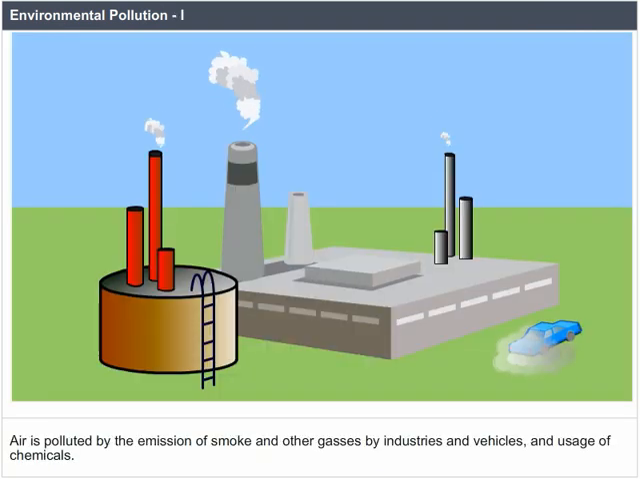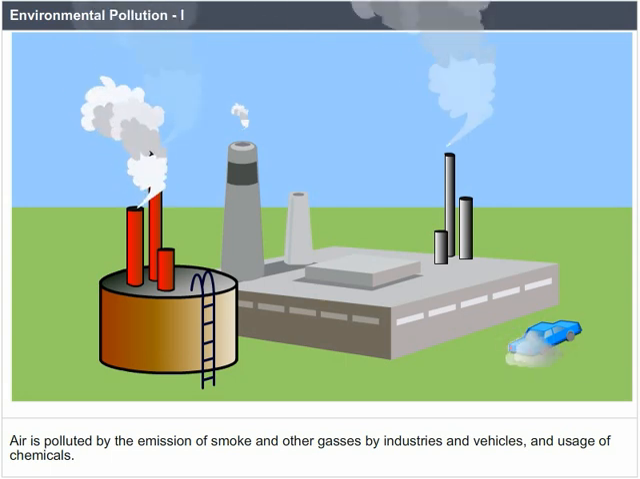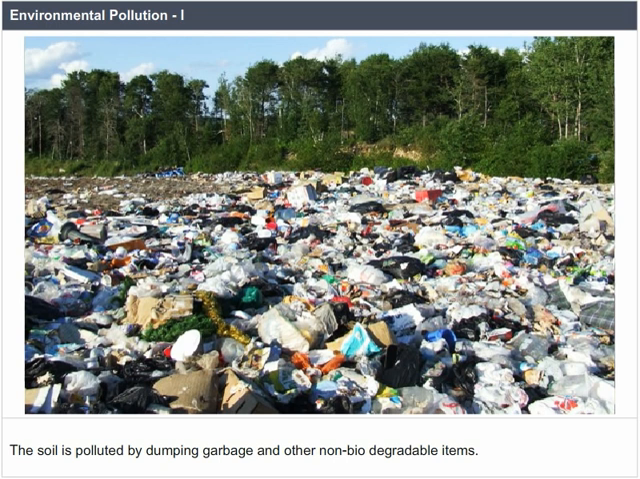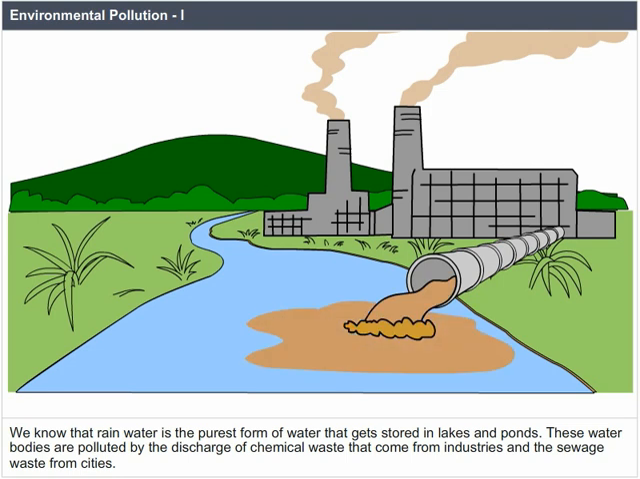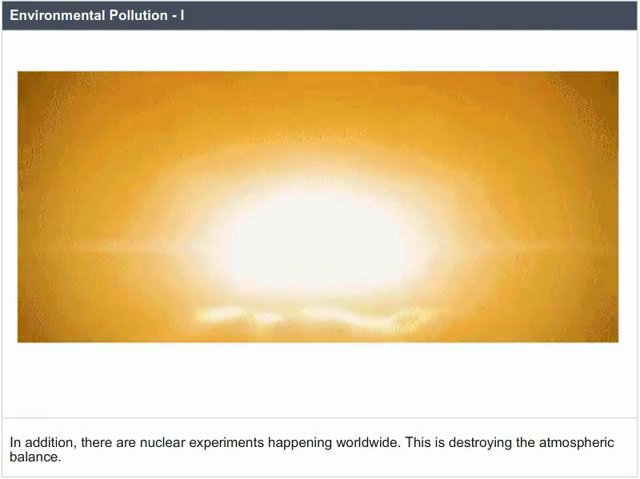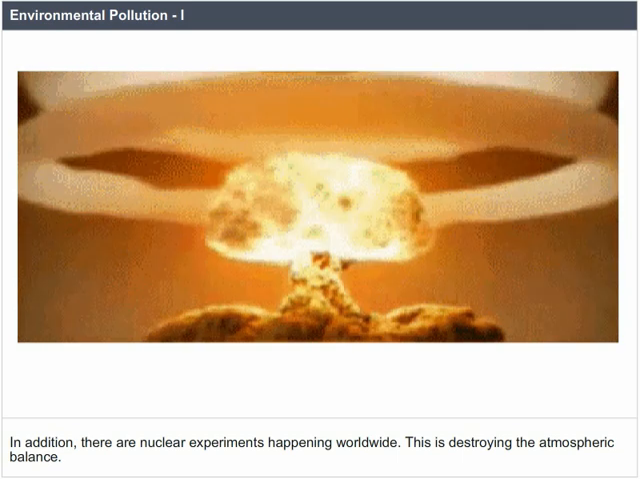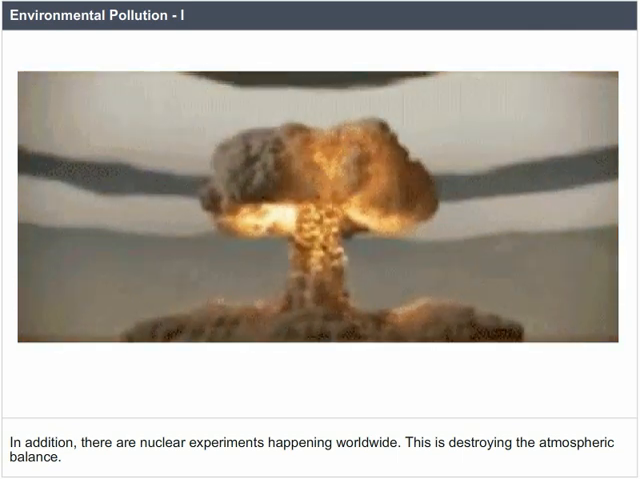Air is polluted by the emission of smoke and other gases by industries and vehicles and usage of chemicals. The soil is polluted by dumping garbage and other non-biodegradable items. We know that rainwater is the purest form of water that gets stored in lakes and ponds. These water bodies are polluted by the discharge of chemical waste that come from industries and the sewage waste from cities. In addition, there are nuclear experiments happening worldwide. This is destroying the atmospheric balance.